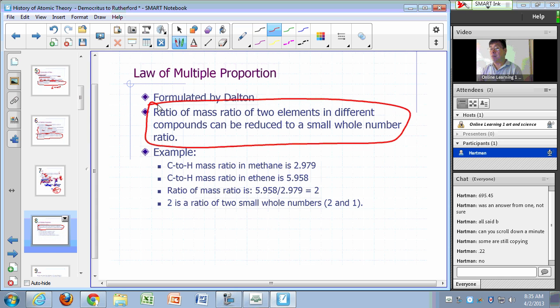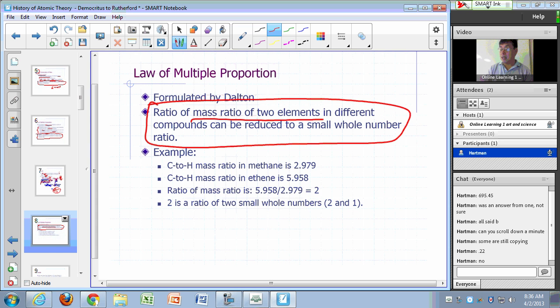The law of multiple proportion basically says that if you have two different compounds made up of the same two elements, but they're different compounds, then Dalton said that if the experimental observation suggests that the ratio of the mass ratios of the two elements, you take the mass ratio of two elements in one compound, you take the ratio of those two elements in another compound, the ratio of the two ratios can be reduced to a small whole number ratio.